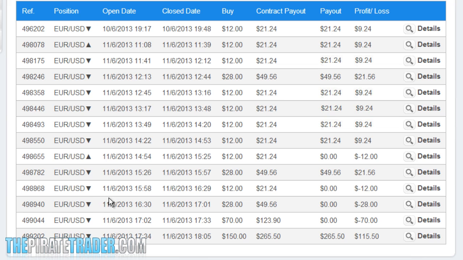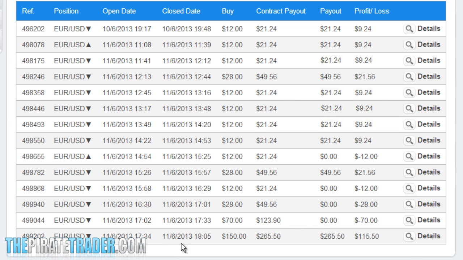So let's take the opportunity to review all our steps again. Here was the first trade. It was for $12 and we had a put down trade. And this trade had a 0 payout because it was a losing trade. Our second trade was for $28 and it was a put down trade. And this trade also had a 0 payout. Then we've got our third trade for $70. We again created a put down trade. And this trade had a 0 payout too because it was a losing trade.